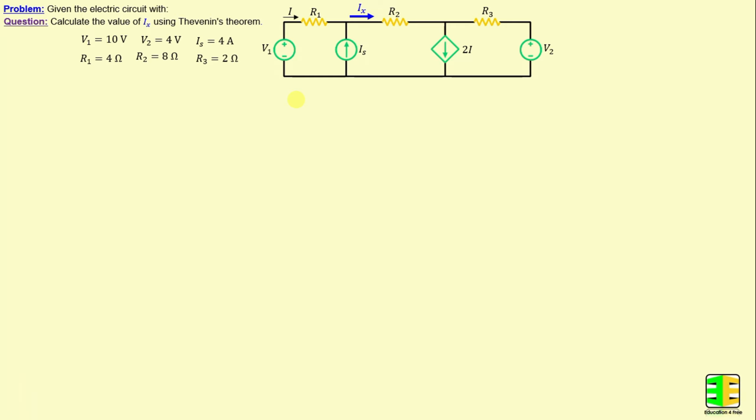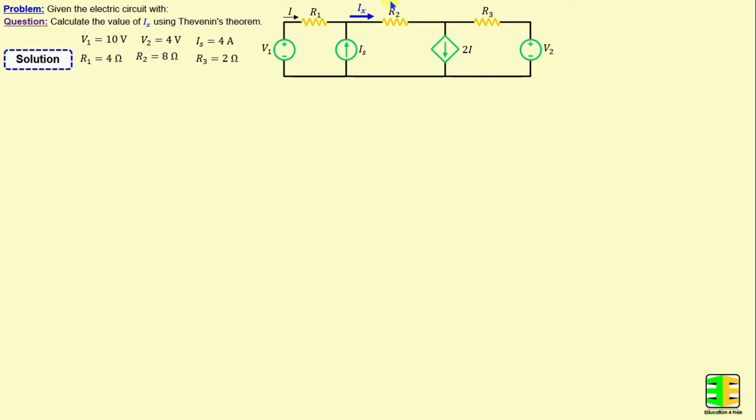Let's consider this network consisting of three resistors labeled R1 through R3, as well as two independent voltage sources V1 and V2 and one independent current source IS. Additionally, we can observe the presence of a dependent source, specifically a current-controlled current source. The question now is to calculate the value of Ix using Thevenin's theorem. Ix is the current through the resistor R2. Let's move on to the solution.